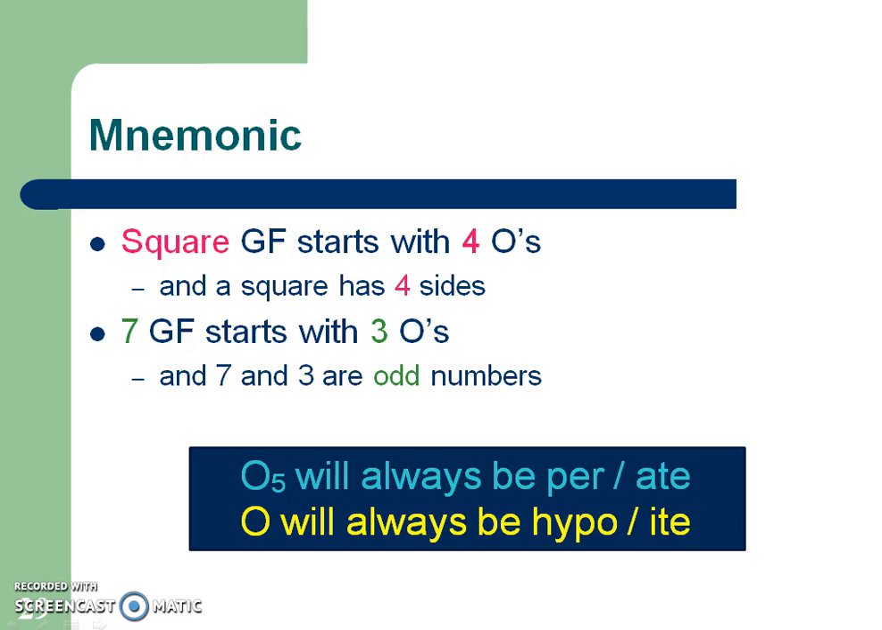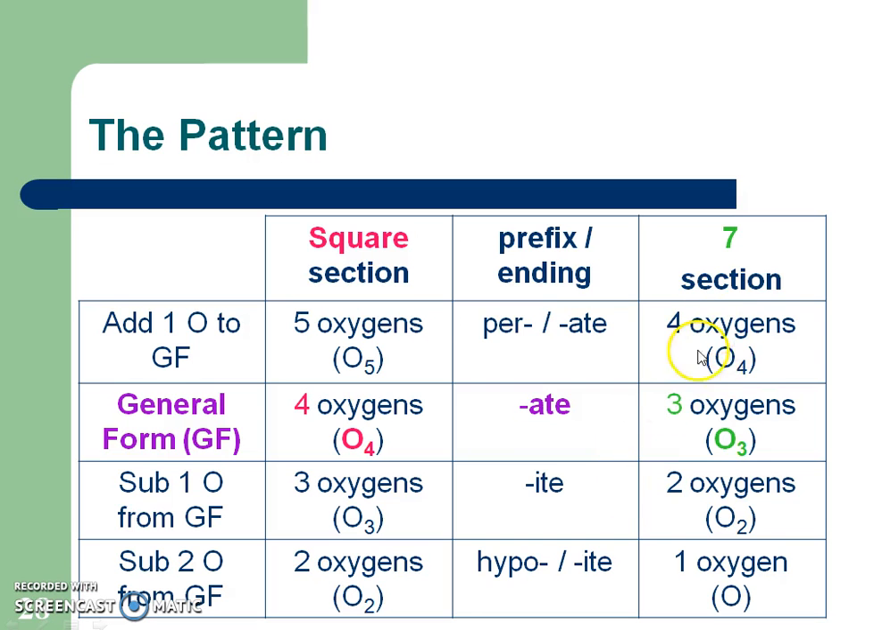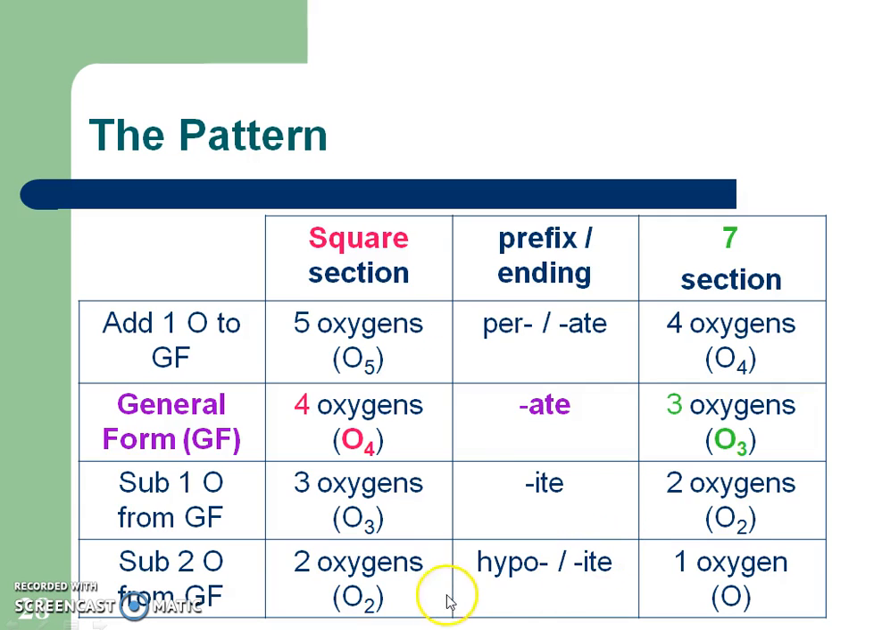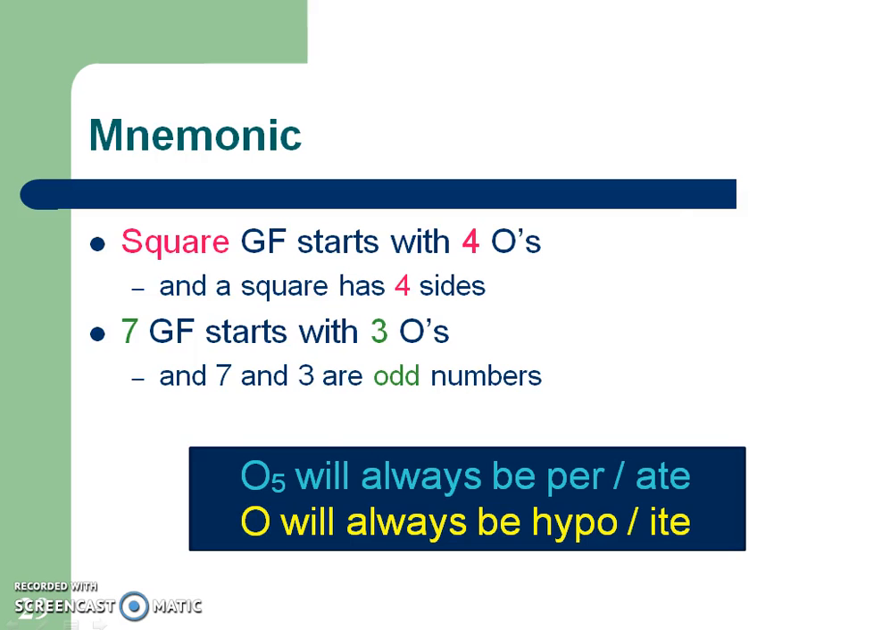So again, let's look at the idea here. Something easy to remember: if your polyatomic ion has 5 oxygens, it will always be per ate. If we look here, there's no 5 oxygens in the 7th section, so it has to be this per ate from the square section. As well, if there's only 1 oxygen, it has to be hypoite. So if we look at the chart, hypoite can only be from the 7th section, not from the square section.